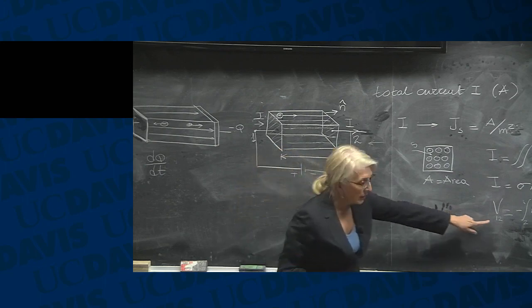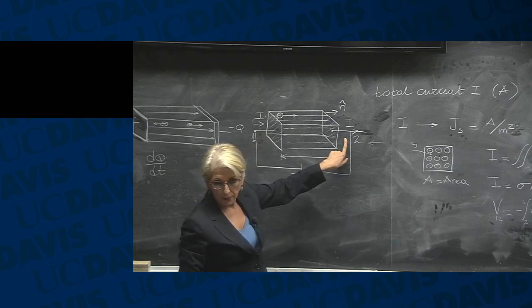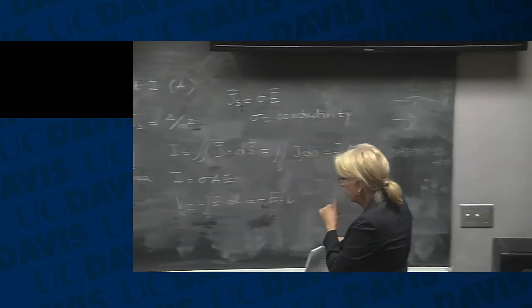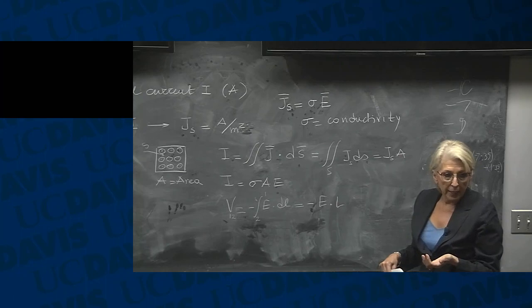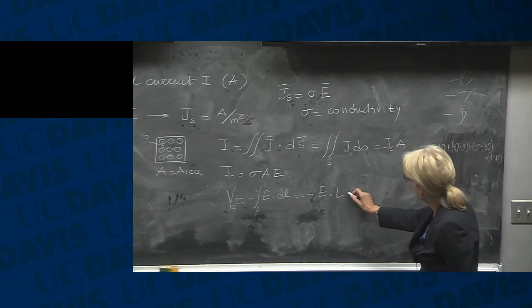Now, this voltage difference is measured from this point to that point. And that's why it has a negative sign here. So I will continue for a moment, and then you will see why the negative sign is not a mistake in this particular case, especially as we go to circuits.